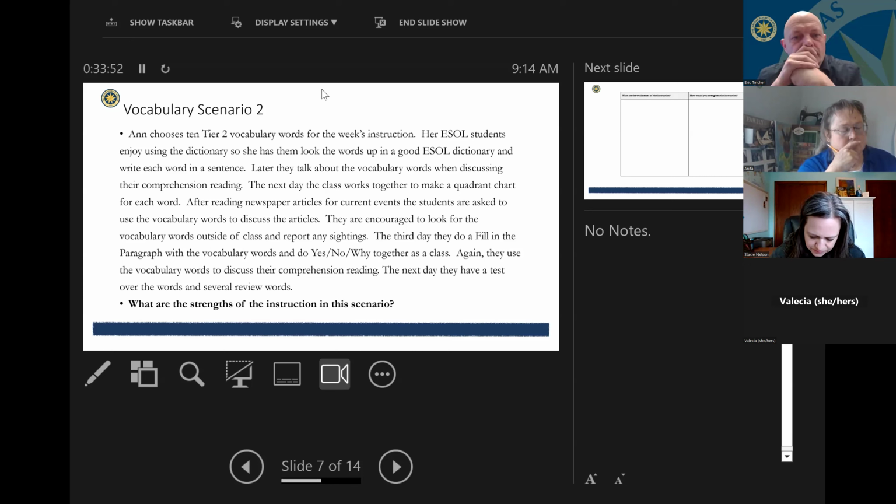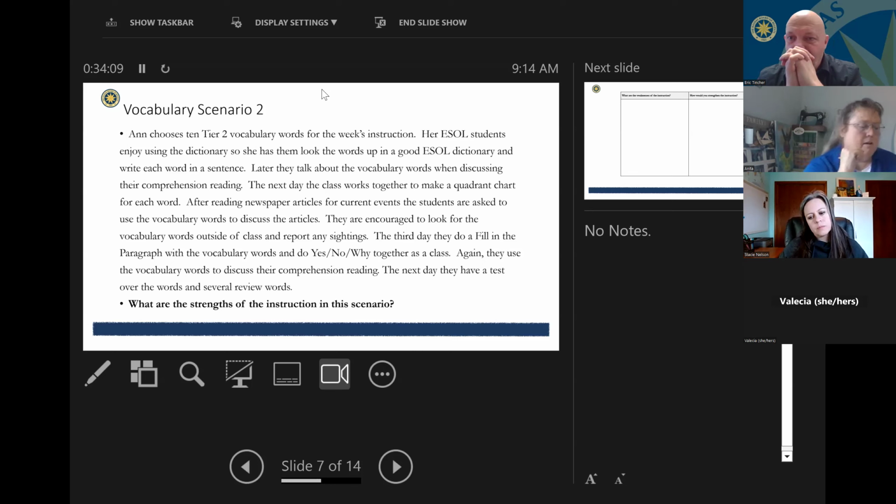The third day, they do a fill in the paragraph with the vocabulary words and do a yes, no, why together as a class. Again, they use the vocabulary words to discuss their comprehension reading. The next day, they have a test over the words and several review words.